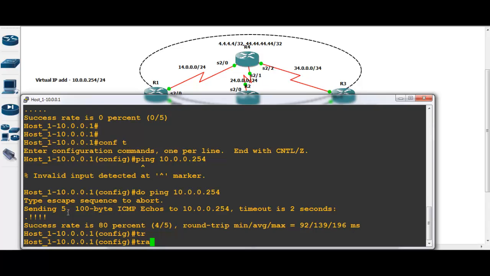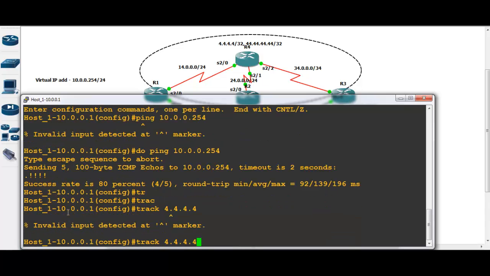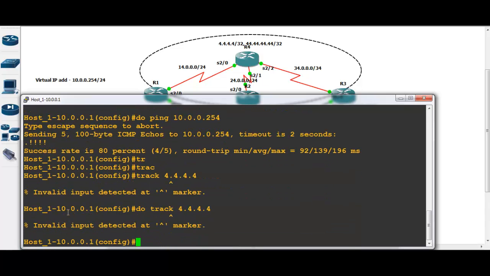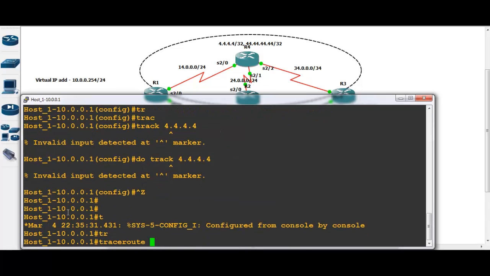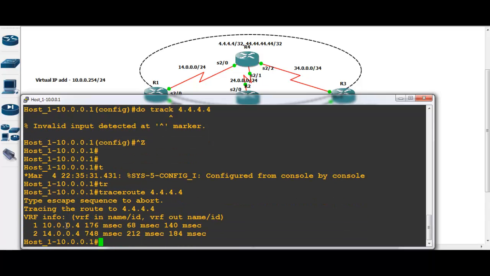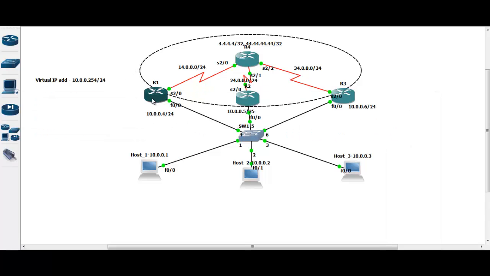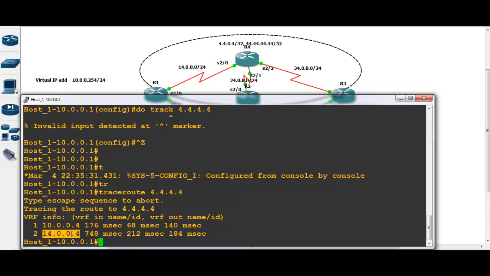Traceroute 4.4.4.4. See, it goes to 10.0.0.4, which is router 1, and from there it goes to 14.4, which is having that 4.4.4.4 on it.